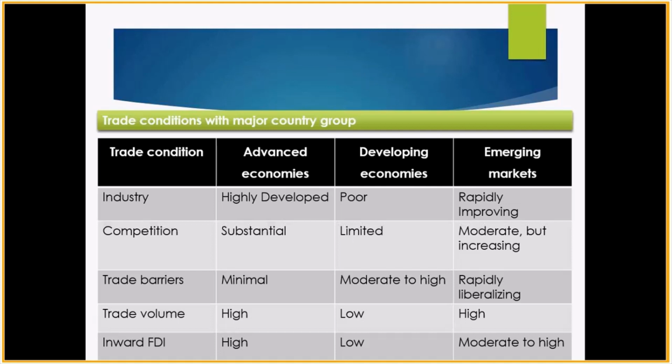Trade volume. Trade volume in advanced economies is going to be high. Why? Because there are a lot of international companies working there, a lot of customers are there, and a lot of countries have become a hub of trade, or they are routing a lot of trade activity to other countries as well. So the trade volume is high here.